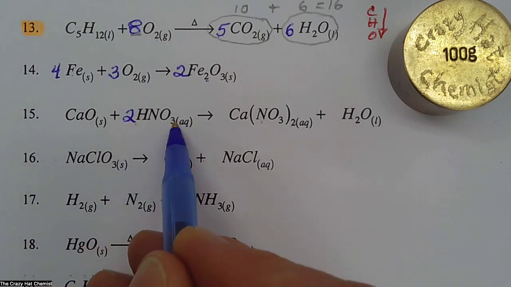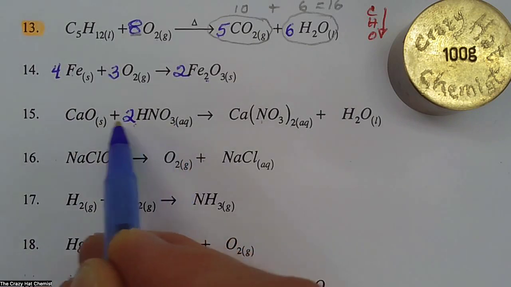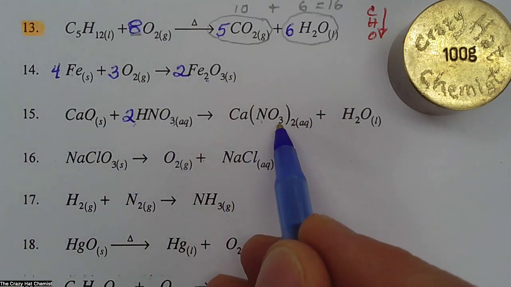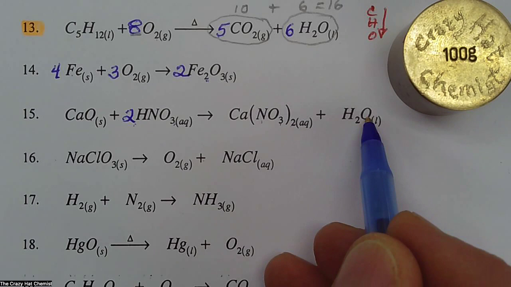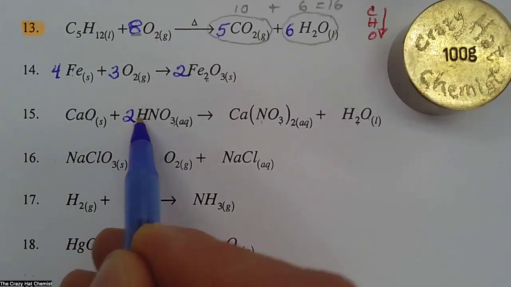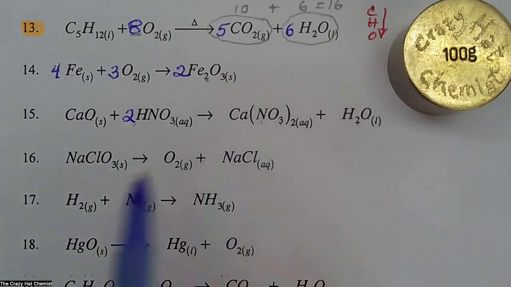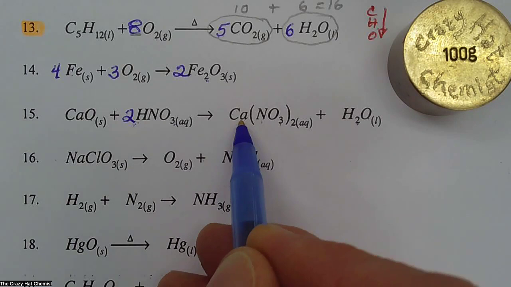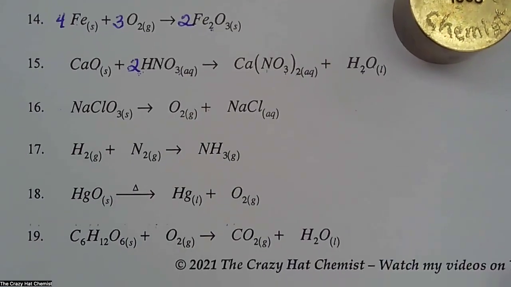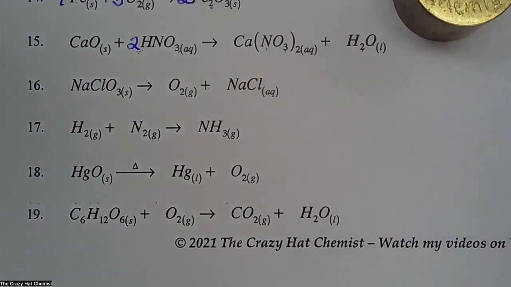There's 2 times 3, that's 6, plus 1, that's 7 oxygens. There are 2 hydrogens, 2 nitrogens, 1 calcium, boom, that one's done. Perfect. So let's scroll this on up just a little bit more and we can do some more problems here.